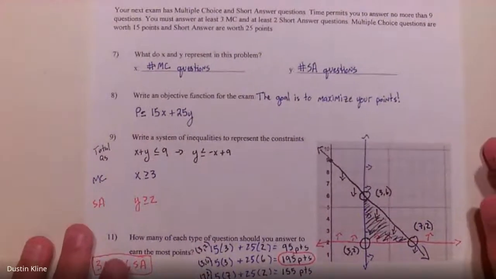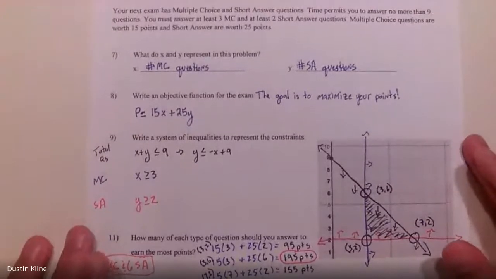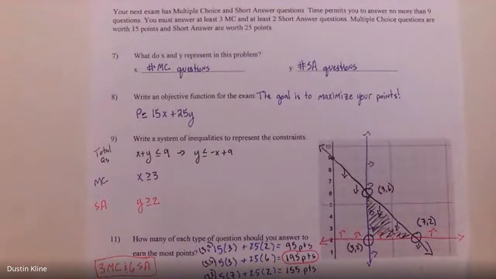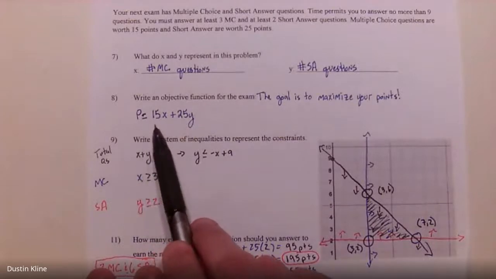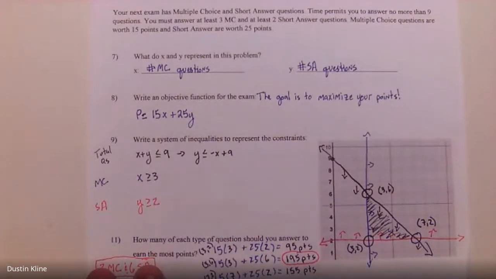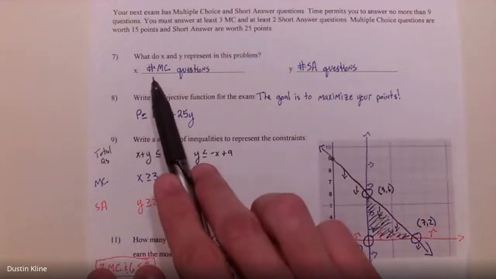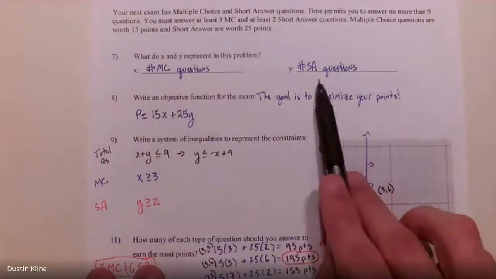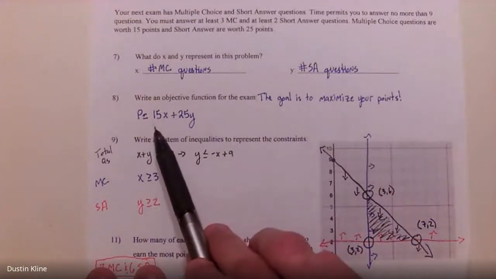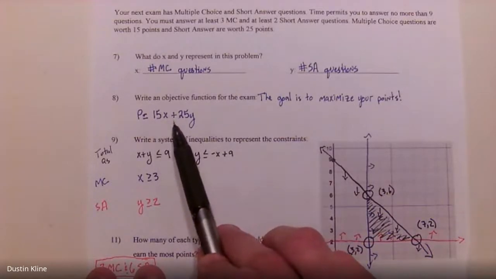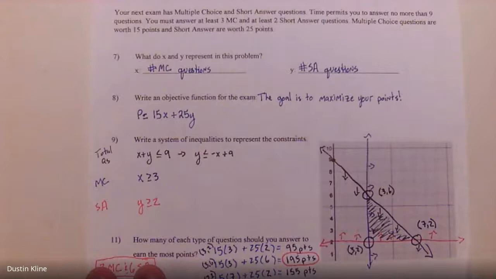Okay, up until now, most of our questions have been profit or cost, dealing with money, but that's not always your goal. Sometimes your goal, like in this case, is to maximize the number of points you can score. Okay, if you had X as short answer and Y as multiple choice, that's totally fine. You would have 15Y plus 25X, and that's completely okay.